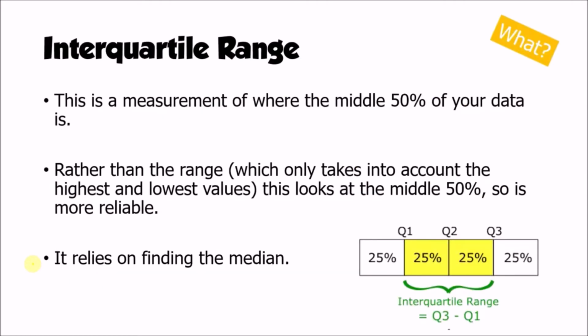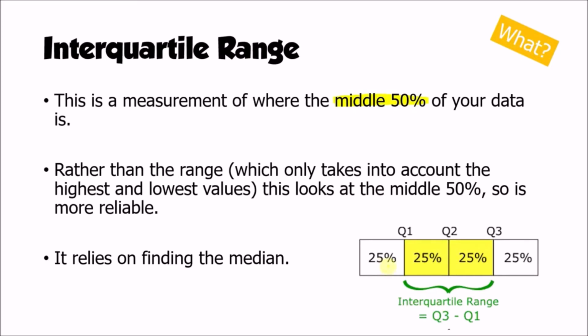So a little bit more detail about the interquartile range. As I've said already, it's a measurement of where the middle 50% of our data set lies. What we have to do is to imagine that our data is spread out from highest to lowest. We find where the median is, where the middle point is, and then we look where half of the data is around that middle point.